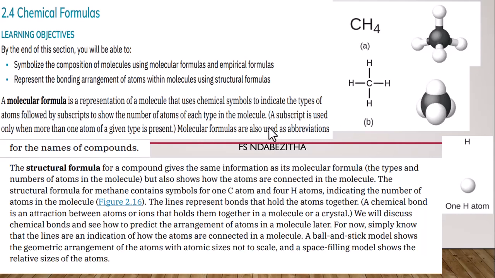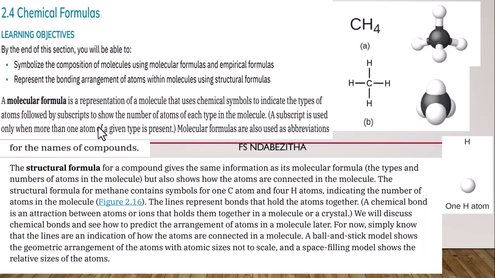Now let us continue. A subscript is used only when more than one atom of a given type is present. So when you have only one atom, for example, that bonds with other atoms, maybe one atom of carbon bonds with three atoms, we will just say, for example, CH3. So when the subscript is 1, we normally do not write that one. We write the number when it increases from 1: 2, 3, 4 and so on. Then we write the subscript that is required in order to tell you how many atoms are combined in a fixed ratio.